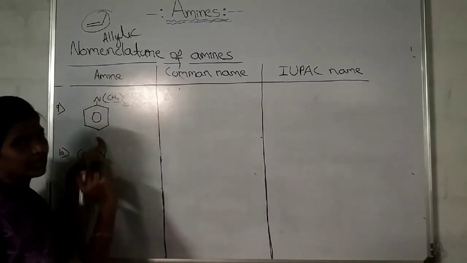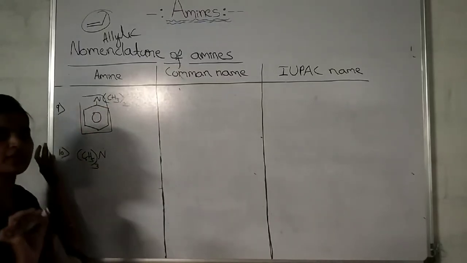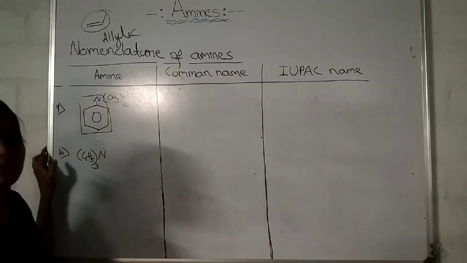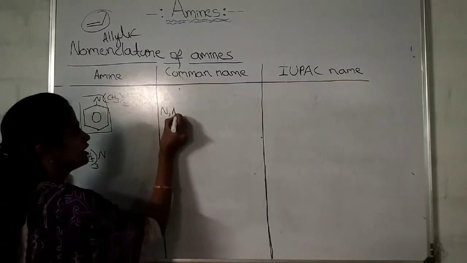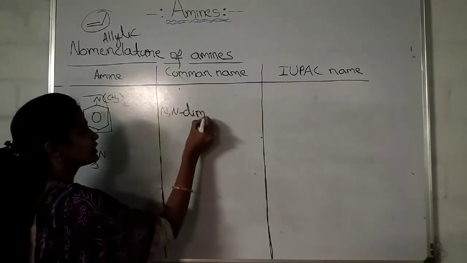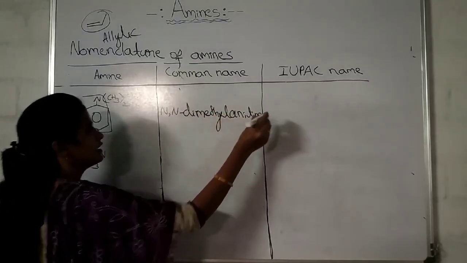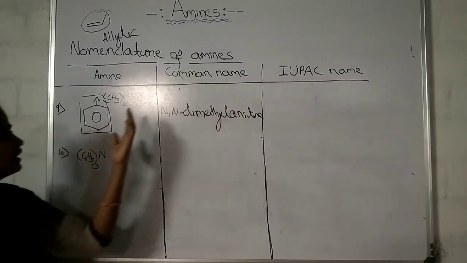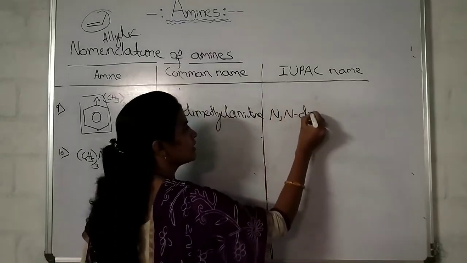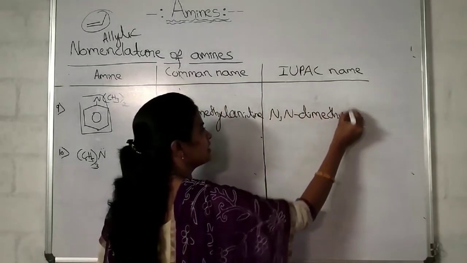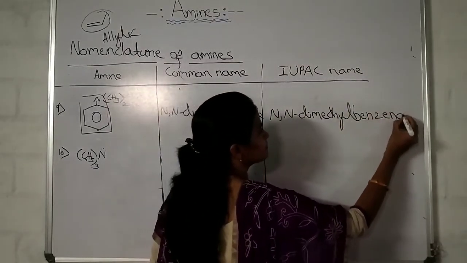What is the common name of this? I have told you in the last class, whenever a benzene ring is there, that should be considered as the parent. So what is the name of the parent? Benzenamine or aniline. 2 identical substituents are there. Therefore, N,N-dimethylaniline. What is the IUPAC name of this? N,N-dimethylaniline or benzenamine. Both the names are the same.